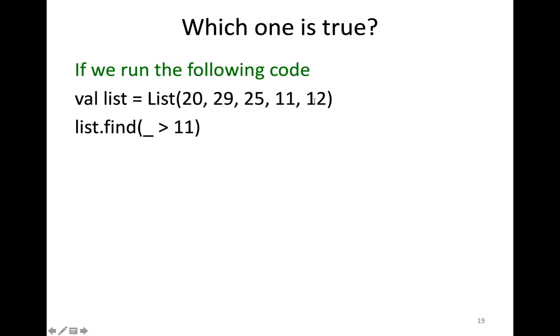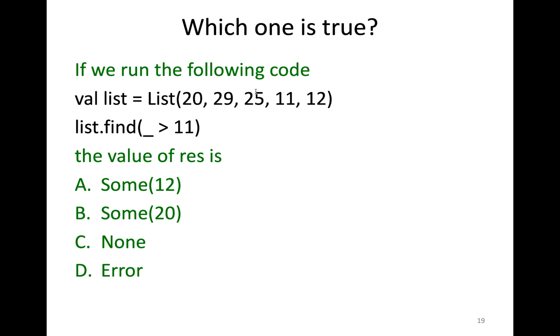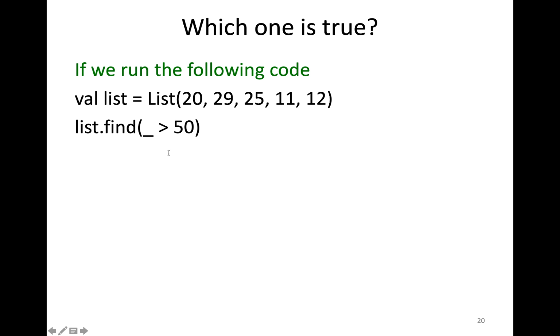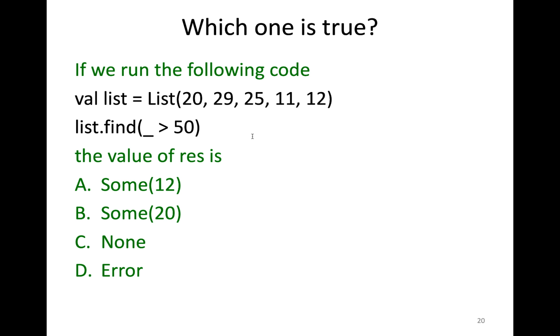Another exercise, so a list, and we are trying to find the integer in this list which is greater than 11. So that should return the first one, right? And in this situation it should not return just raw 20, it should return Some(20), correct? And in this case, when the condition is greater than 50, we are trying to find the element which is greater than 50. There is nothing like that, and that should return None.